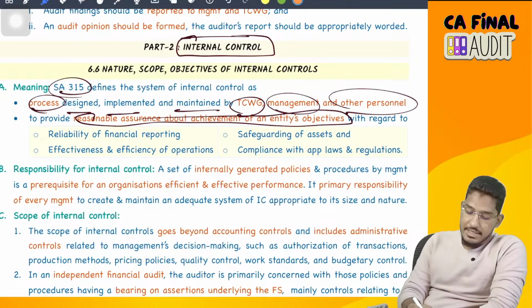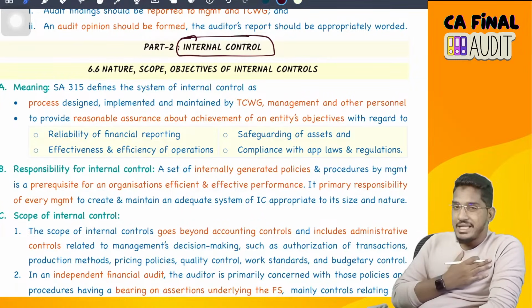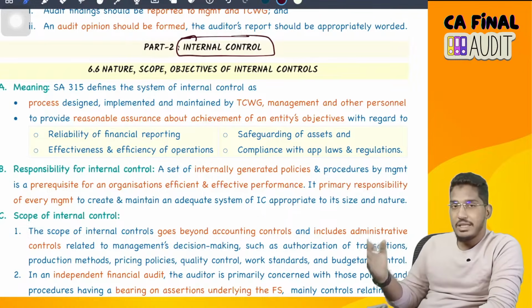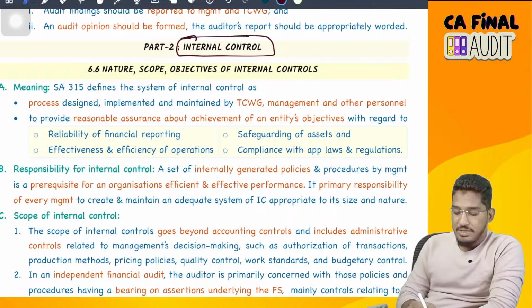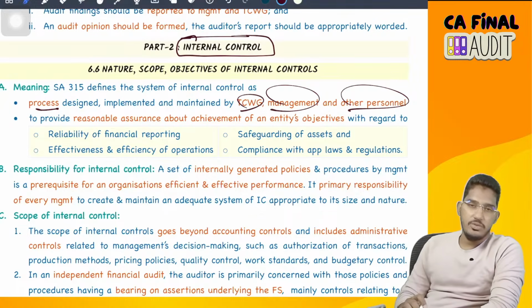Every organization, every entity will have an objective, and every entity needs assurance that it is going to achieve its objective. To provide that reasonable assurance that yes, entity, you can achieve your objectives, we need to have some processes which are designed, implemented, and maintained by management, those charged with governance, and other personnel. Those processes we are going to call internal control.